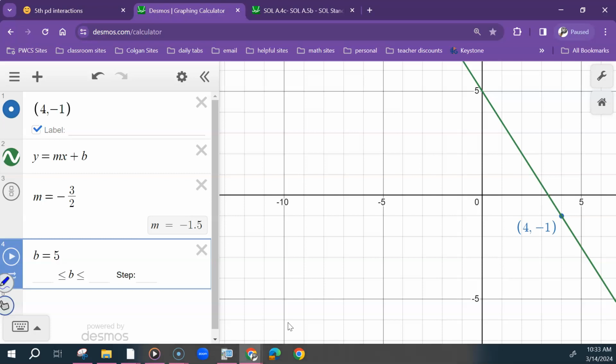Questions on any of that? Make sure that if you use Desmos, you write that you used Desmos. Make sure your name is on that. Go ahead and pass that up.